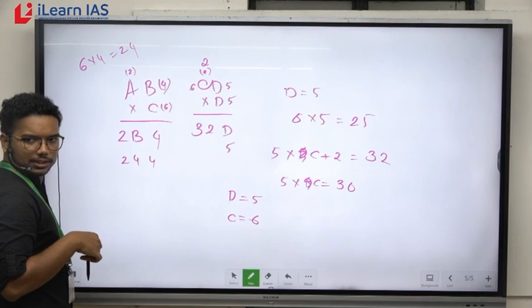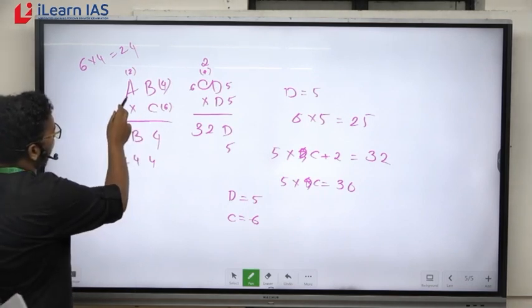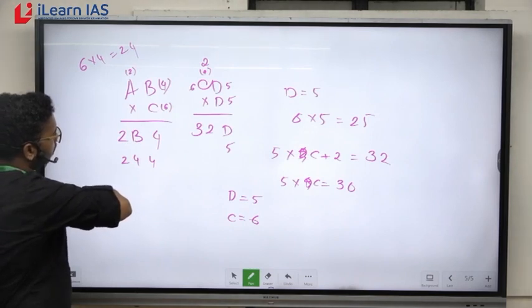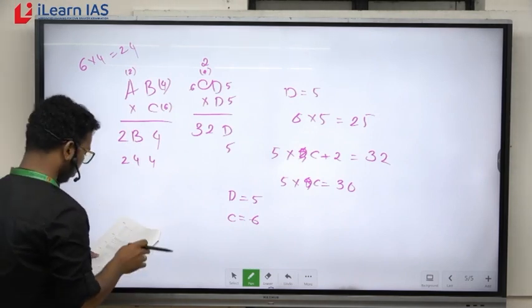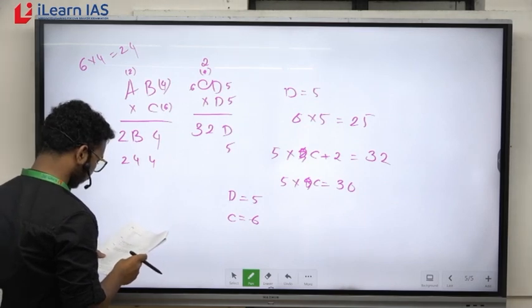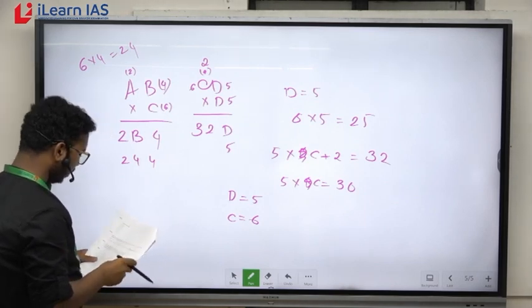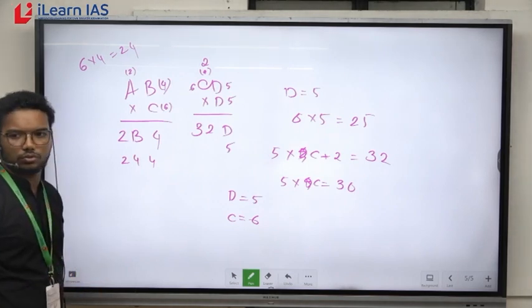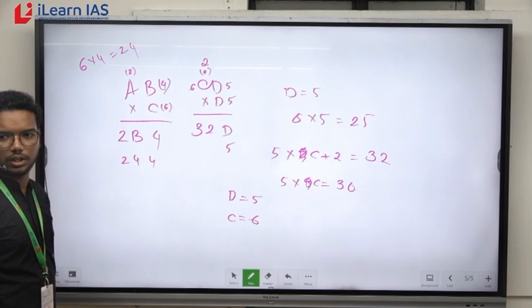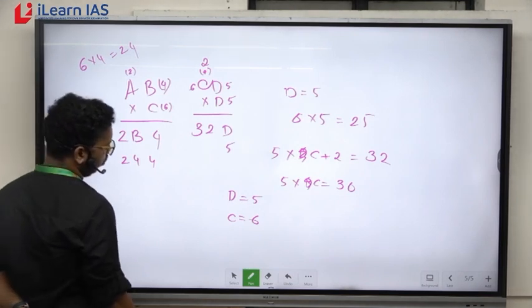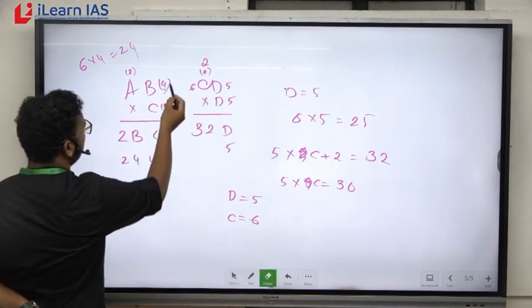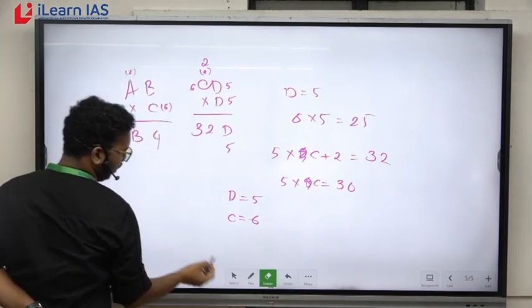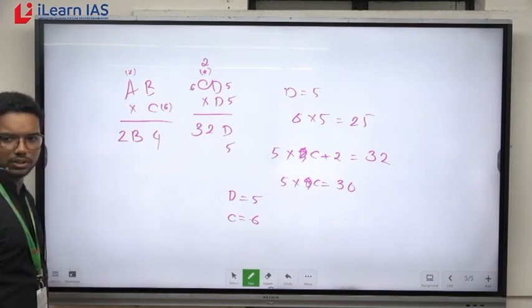ഓക്കെ, 6 into any number plus 2 equal to 24 കിട്ടോ? 24 കിട്ടോ? കിട്ടൂല. So B equal to 4 അല്ല. B equal to 4 നമ്മൾ 6 into 4 is a possibility.